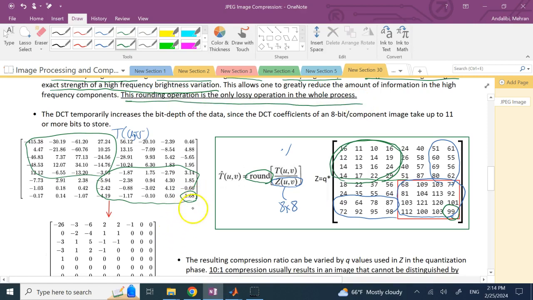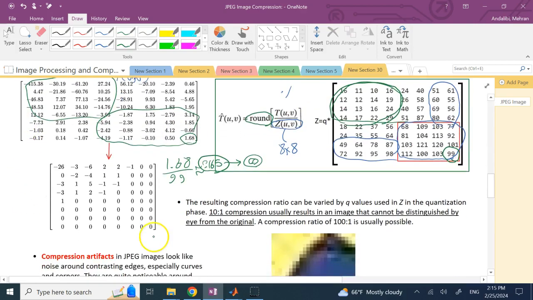Once you convert, as I said, 1.68 over 99, which is almost something like, let's say, 0.65 or something, when you round it to 0, it's 0. It's gone. You cannot get this number back. That's where the loss is happening. Okay? You don't know what it was because you lost it. So here we get rid of some high frequencies. And when you round it, now you get something like this.